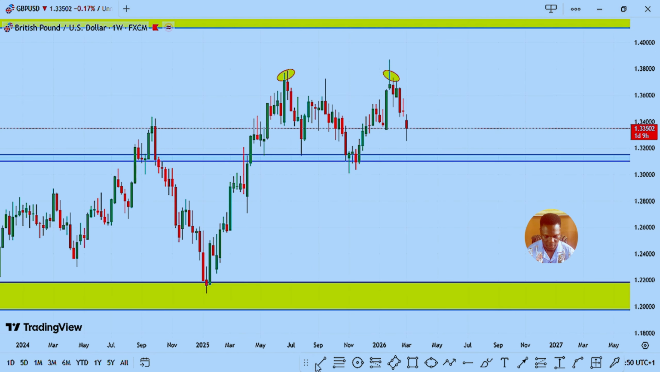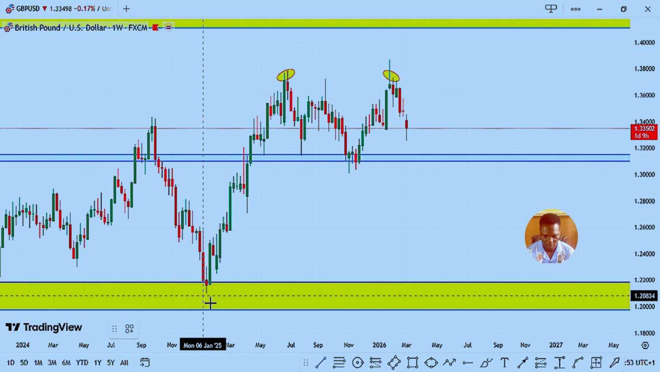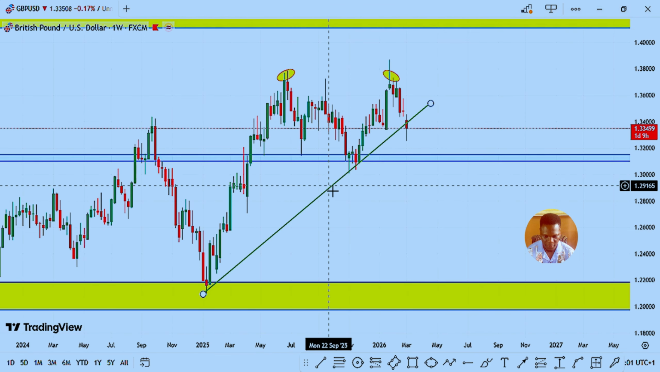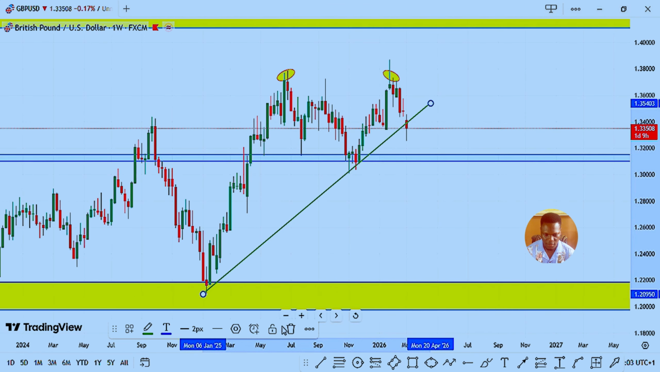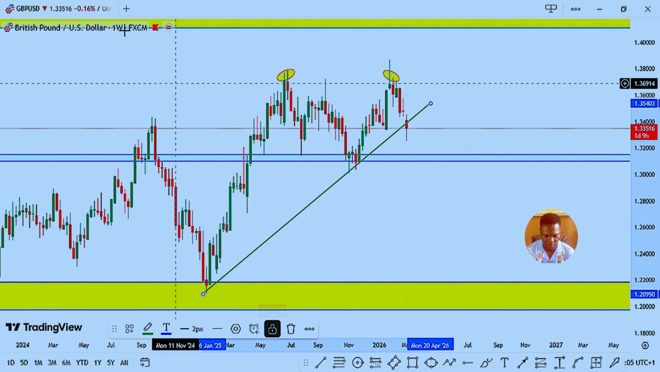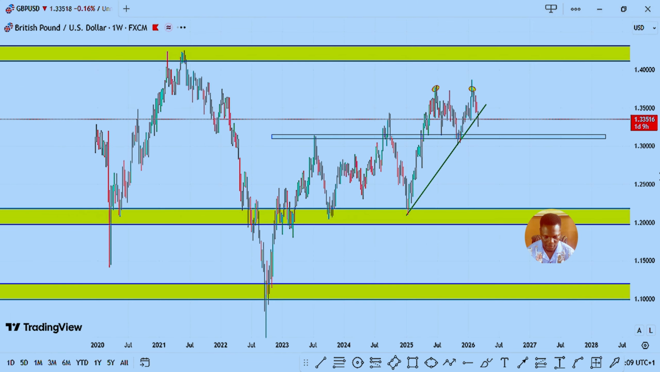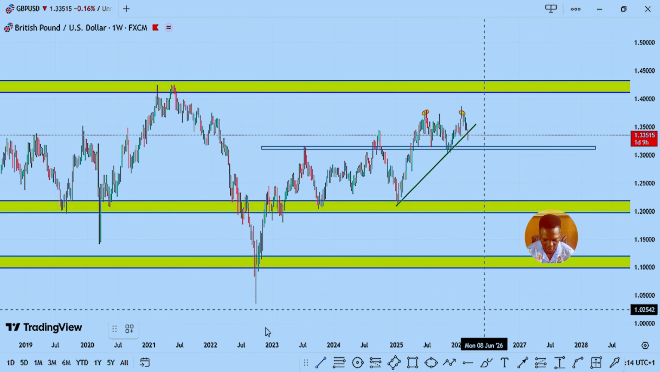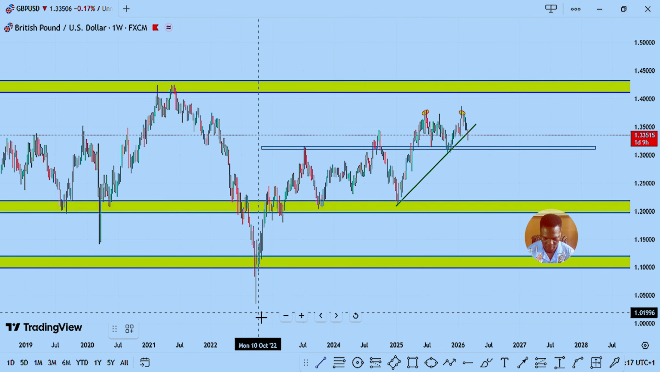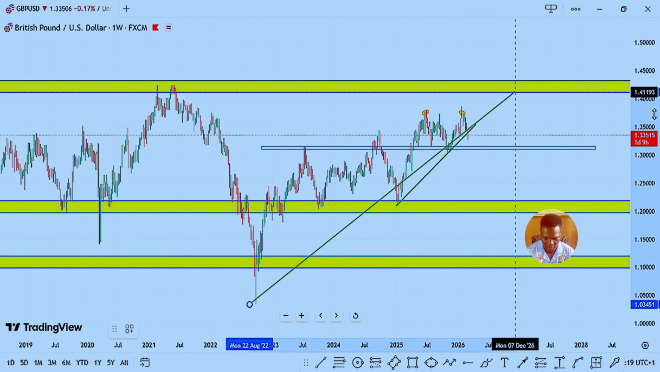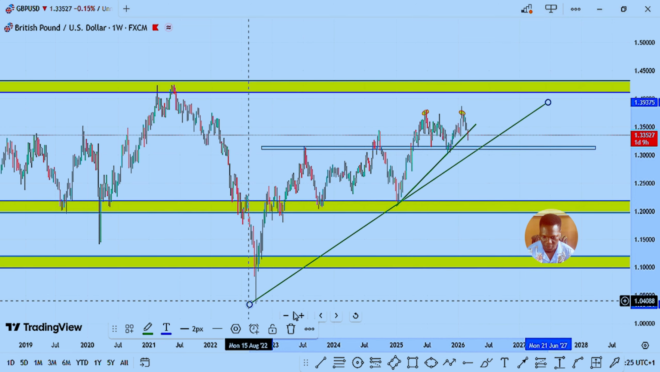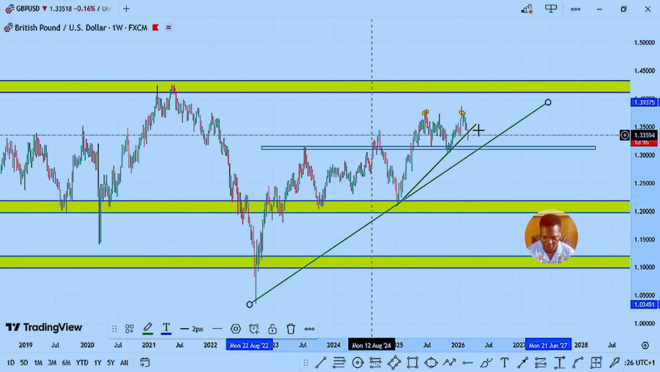All right, I can actually plot a trend line here. The trend line is somewhere here. I've broken this trend line. We go to a lower time frame to see how we can find a sell trade. But let me see, I can also plot another trend line here, this inner and outer trend line. So this will be my outer trend line, but we have broken this inner trend line.